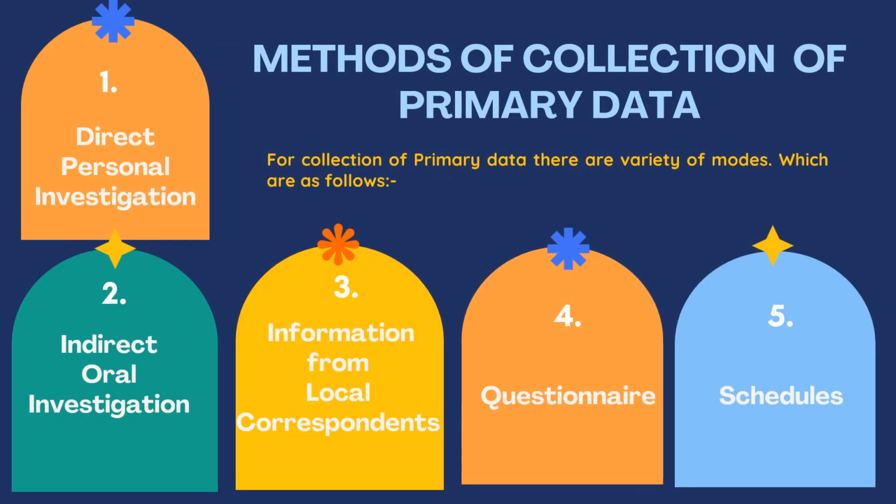Now we are going to discuss the methods of collection of primary data. For collecting data under primary sources, we have different modes and methods. We have a total of 5 methods. The first one is the direct personal investigation method. The second one is the indirect oral investigation method. The fourth one is information from the local correspondents.